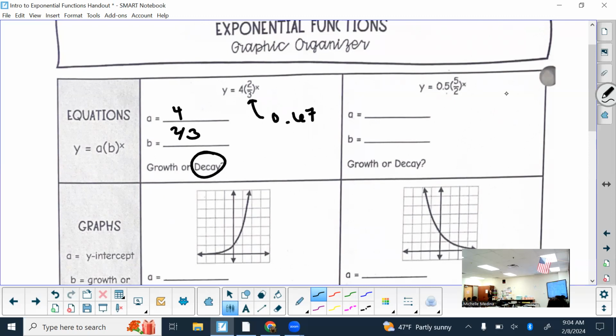For this one, what's my A value? No, try again. So for reference, the equations go like this. So what number is in the A position? It's a 0.5. But yeah, this number right here is my A. What's my B value?